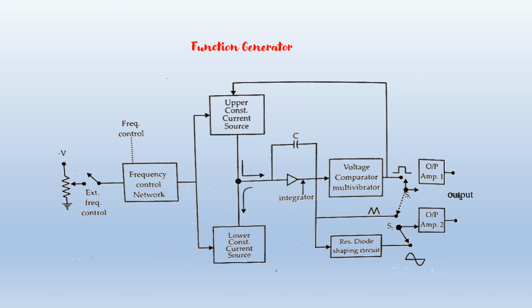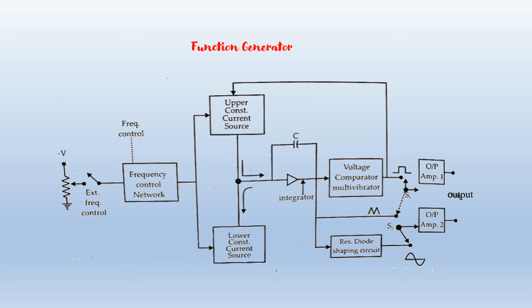When the output voltage reaches a predetermined level on the negative slope of the output waveform, the voltage comparator changes state again, cuts off the lower current source, and switches on the upper current source once again. The voltage at the output of the integrator has a triangular waveform whose frequency is controlled by the current supplied by the constant current sources. The comparator provides a square waveform with the same frequency.